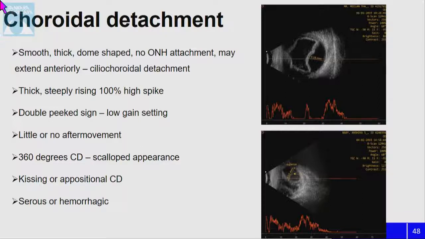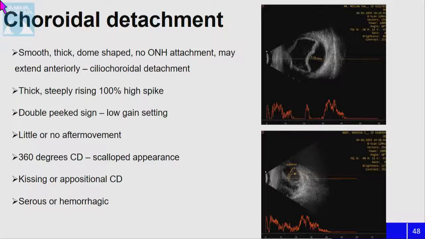In a choroidal detachment, it is a smooth, thick, dome-shaped membrane. There will be no ONH attachment. It may extend anteriorly, causing a ciliochoroidal detachment. The membrane is very thick, steeply rising, 100% spike. Double peak sign can be seen because it contains two membranes in a detached choroid with attached retina. And there will be little or no after movement.